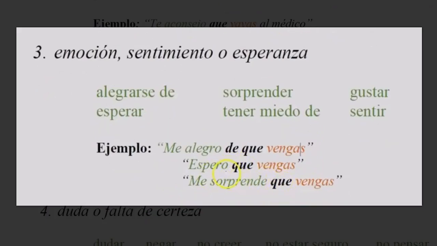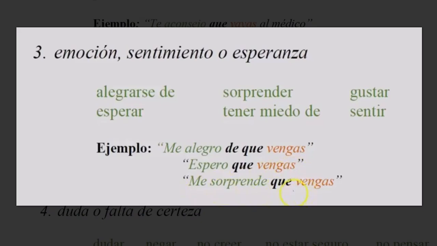Espero que vengas. I'm hoping that you will come. My hope that you will come makes it a subjunctive. But what is in the subjunctive? Not the hope. Espero is in the indicative. The fact that you may come. That's the thing I'm hoping will happen. That is the part of the sentence, the verb, that goes in the subjunctive.